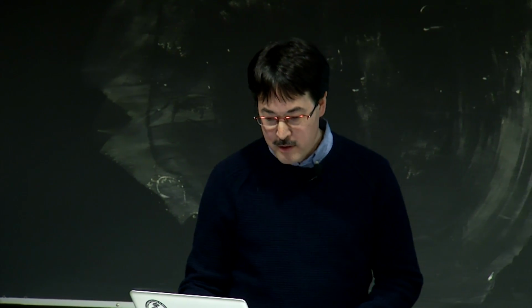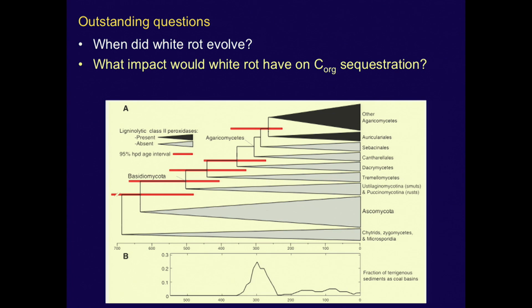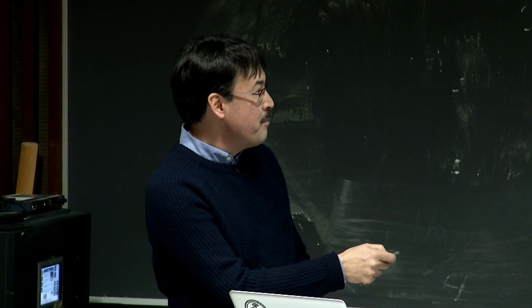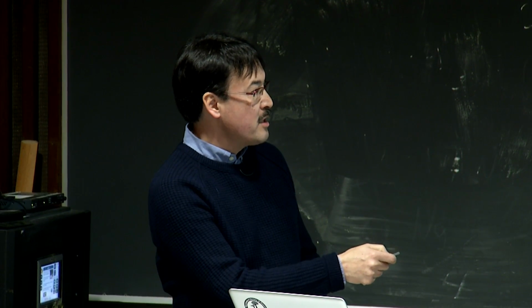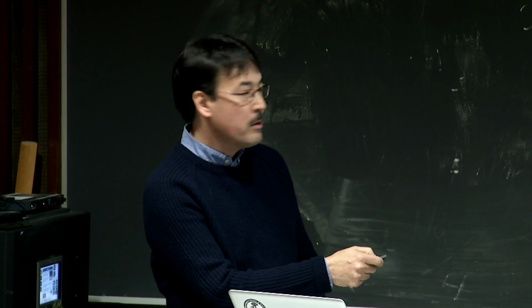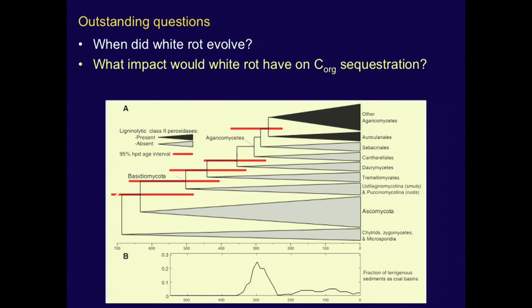So to really hammer this question, I think we need to rethink the questions. Important outstanding questions are: when did white rot evolve? We need better estimates of the age of this node. We need more fossils and better molecular clock methods. We also need to think about other ways to reconstruct gene family evolution. This gene tree, species tree reconciliation is really tough.